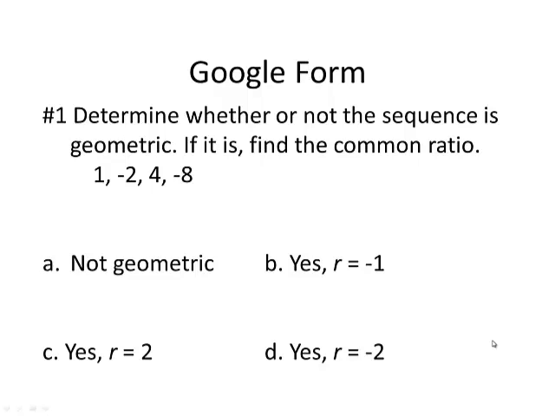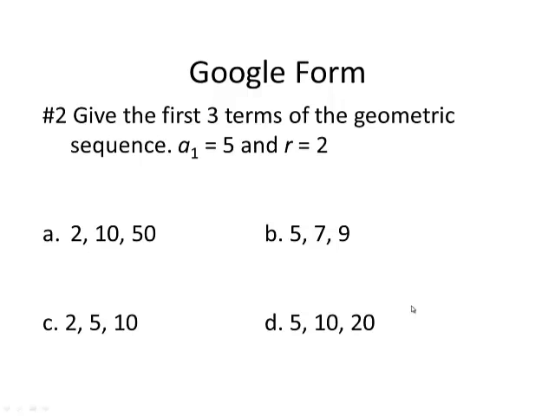Okay, I'm done with the lesson. This is your Google form. Number 1, determine whether or not the sequence is geometric. If it is, find the common ratio for 1, negative 2, 4, and negative 8. These are your choices. Number 2, give the first 3 terms of the geometric sequence. The first one is 5, and the common ratio is 2. And these are your choices.